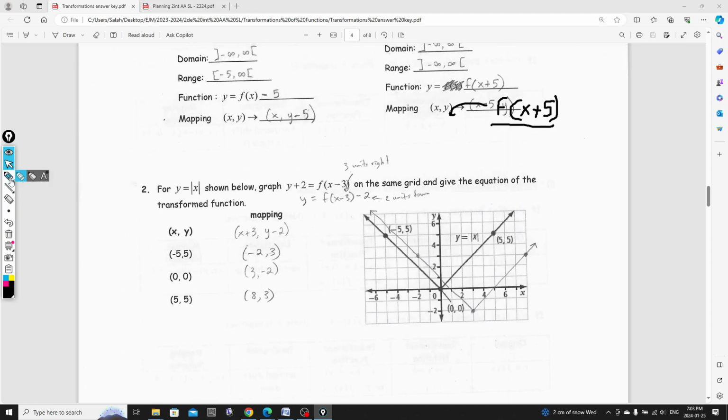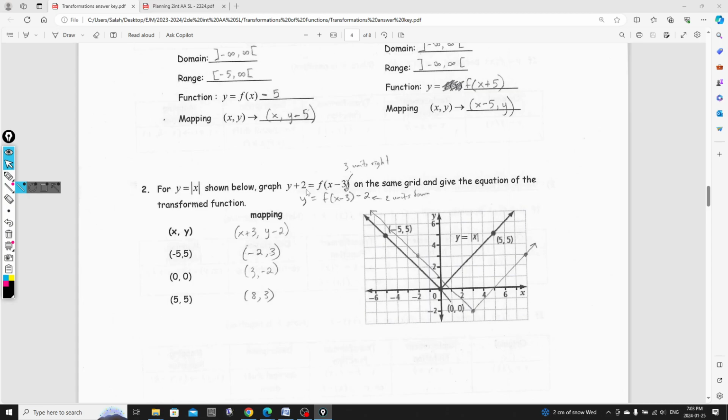Moving on to example 2. So in example 2, we've got this absolute value function, right? So y equals the absolute value of x. And they're asking you to graph y plus 2 equals f of x minus 3.